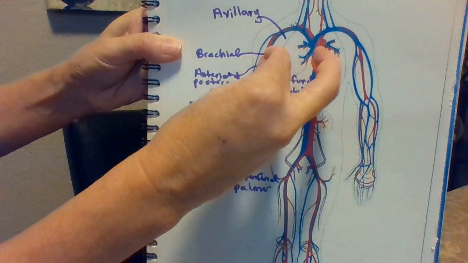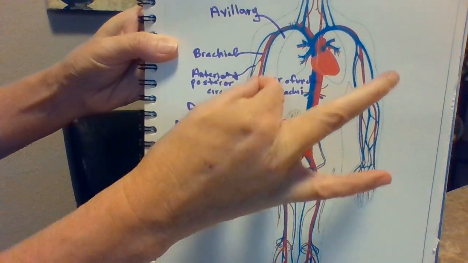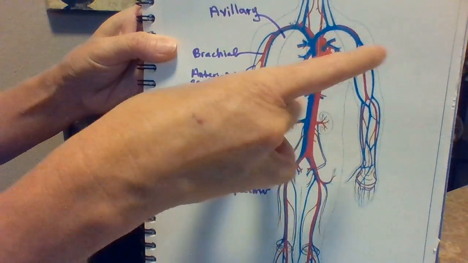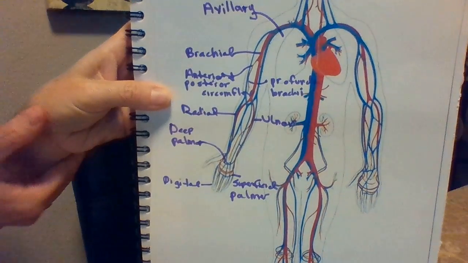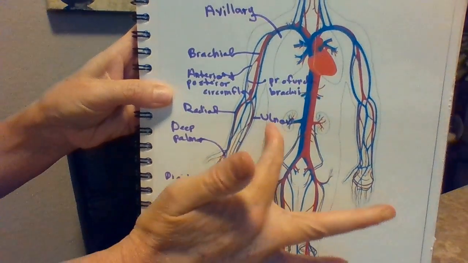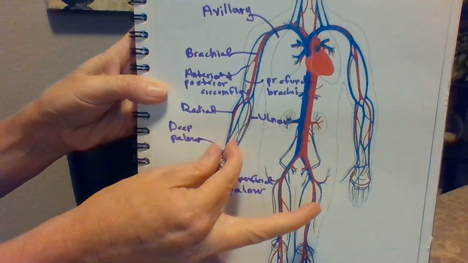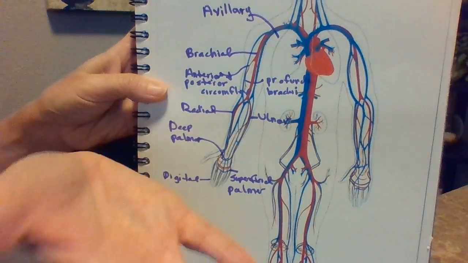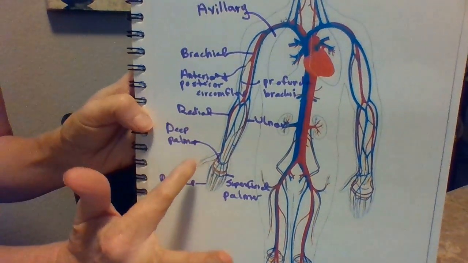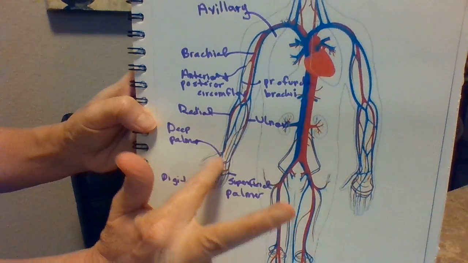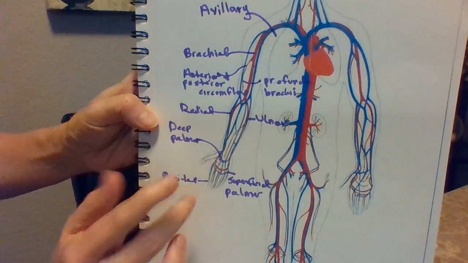And then you have your anterior and posterior over here. The circumflex is kind of right here. So that brachial artery kind of branches out into your radial, which is going to be on your thumb side over here. And then your ulnar, which is going to be on the pinky side over here. Both of those branch all the way down. Notice how the thumb is out this way. So you have your deep palmar, and then your superficial palmar, and then your digital arteries.